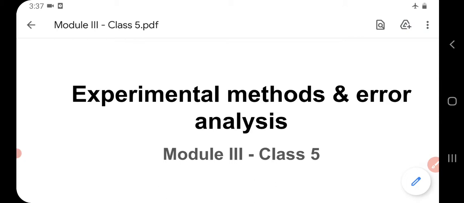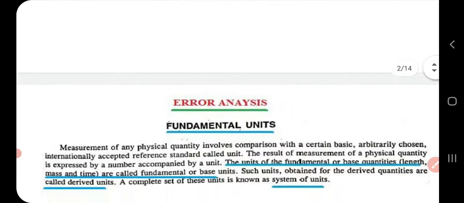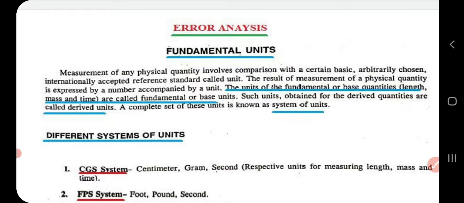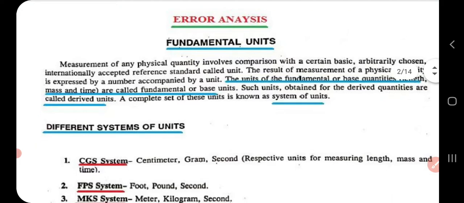This is module 3, the second half of our module 3, experimental methods and error analysis. In the last class, we completed the first half of module 3, which was about measuring instruments, right? Today we will start with the first class on the second half of module 3, which is about error analysis. So, here there is nothing much to teach. You can just read through.